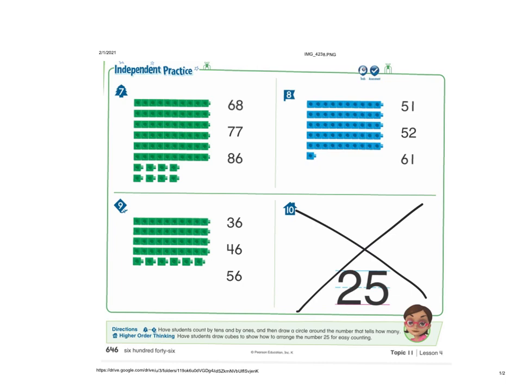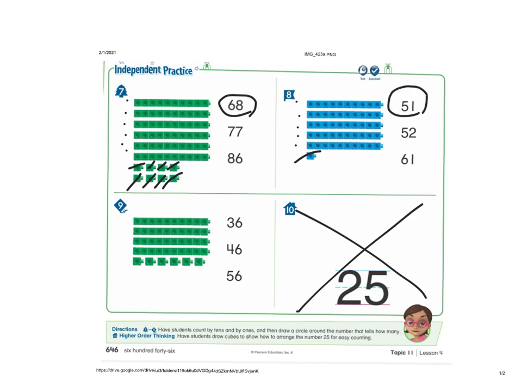Same thing, same strategy. 10, 20, 30, 40, 50, 60, 61, 62, 63, 64, 65, 66, 67, 68. Circle 68 is 6 and an 8. Okay, number 8, same thing. 10, 20, 30, 40, 50. And you're going to count by ones. 51. Circle 5 and a 1.